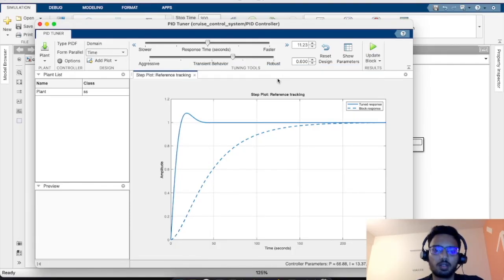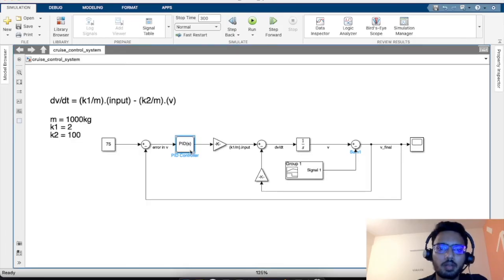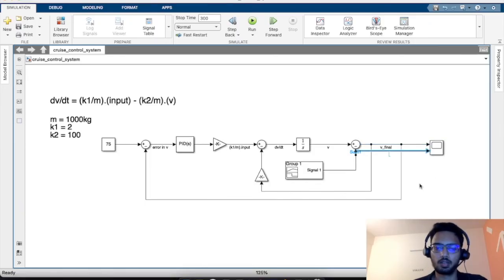So we'll click on this. Once it has written the PID values back to the block, we can close this dialog. Okay, so our PID values have been written back to this block. Now our modeling is complete. We would also want to see the disturbance signal on the scope, so we'll connect that also here. So this is our disturbance signal.